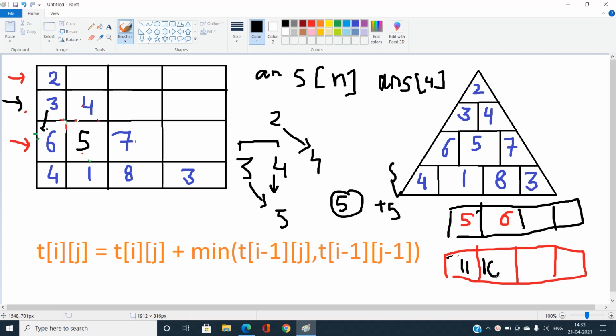And what is the minimum cost for coming to this 7 cell? You can always come from this 4 to this 7. What is the minimum cost for coming to this 4? It is nothing but 6, and 6 plus my current cell value is 13. So my new answer vector is this one, and you can easily see I just need the values for the previous row, that is only 5 and 6.